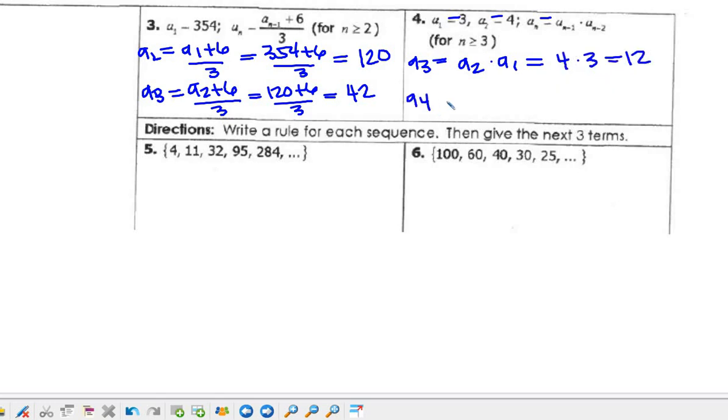And I want to do this one more time. I know I said only to the third term, but I want to do this one more time to make sure that you got it. So a sub 4 is equal to a sub n minus 1, so 4 minus 1 is 3, times a sub 4 minus 2, which is 2. So a sub 3 is 12 times a sub 2, which is 4, which is 48. Okay?